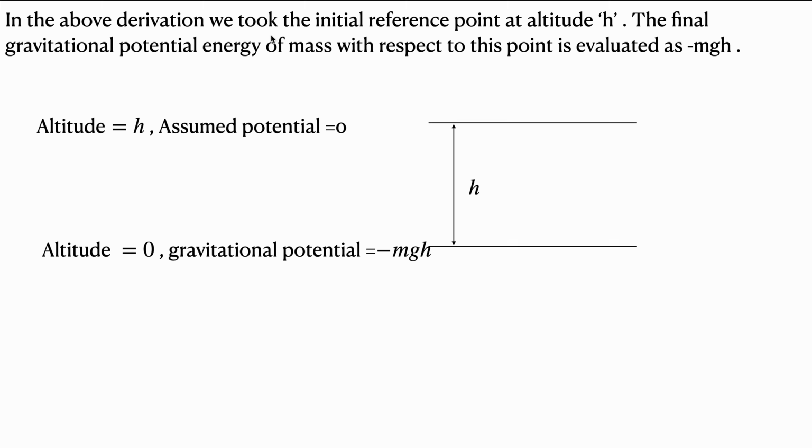In the above derivation, we took the initial reference point at altitude h, and the final gravitational potential energy of the mass with respect to this point is evaluated as minus mgh. So at altitude h we assumed the gravitational potential energy to be 0 as the reference point, and the final potential energy at the earth's surface will be equal to minus mgh.